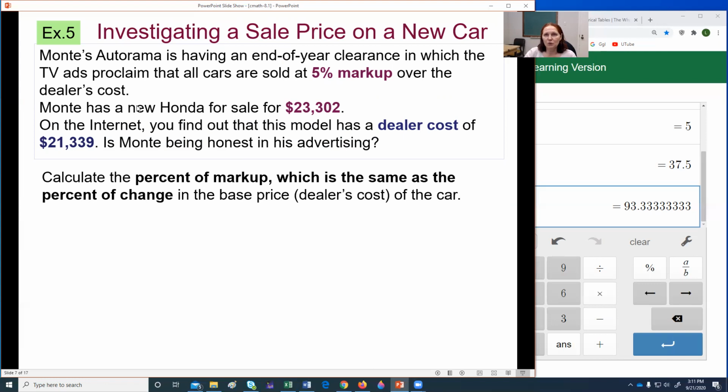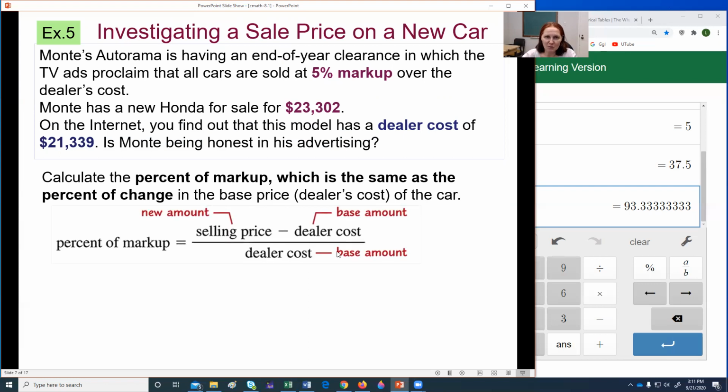Another application of this percent of change is the markup price. The markup is usually price above the dealer cost, so the dealer cost is the starting price or the base amount, and the markup as percent of markup is the percent of change. So the selling price minus dealer cost divided by the starting or the base amount, dealer cost.